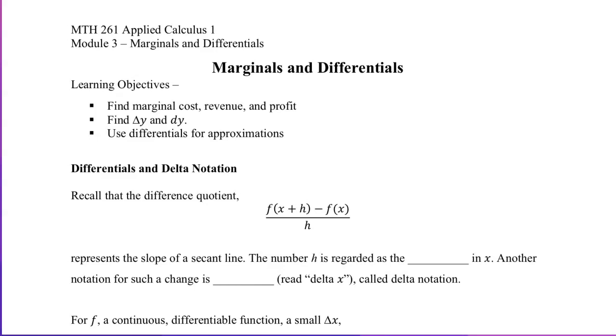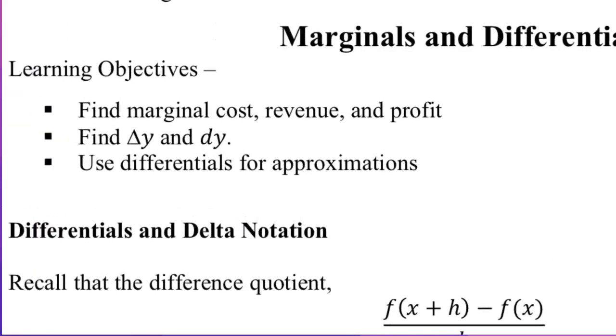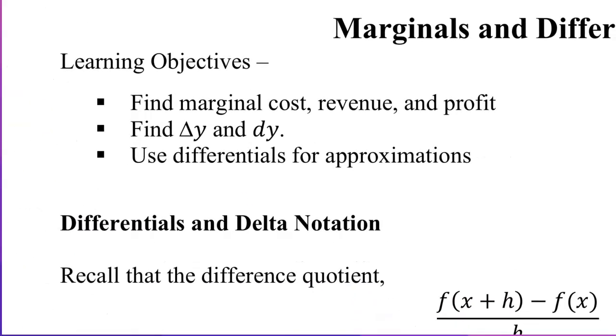We're going to talk about marginals and differentials in this section. The learning objectives are to find marginal cost, revenue, and profit, find delta y and dy, and lastly, use differentials for approximations. So today we'll do things like, let's say, approximate what the square root of 11 is without having a scientific calculator. That will be one of the problems that we will do.